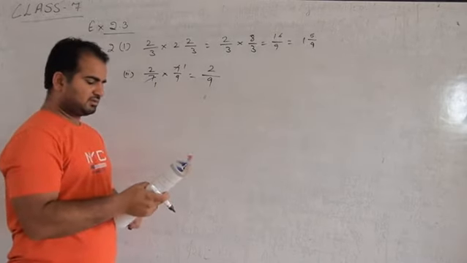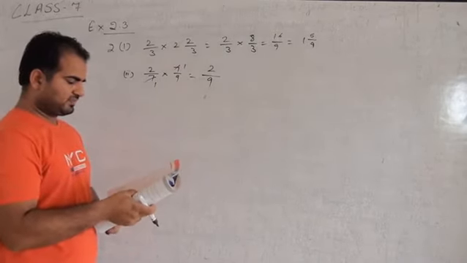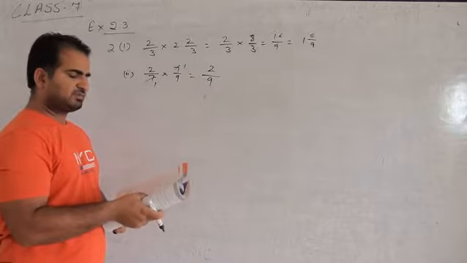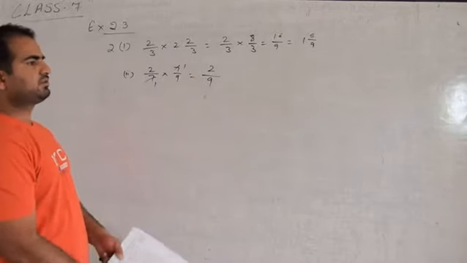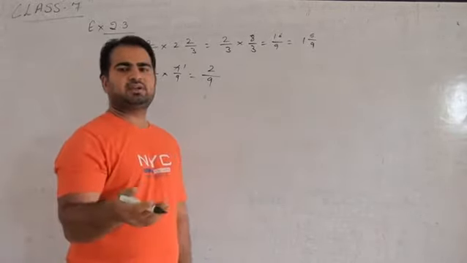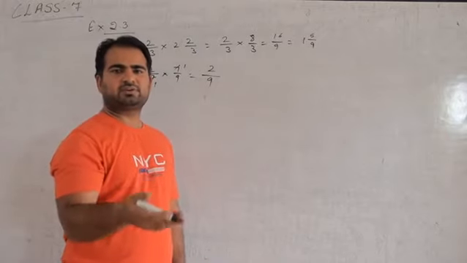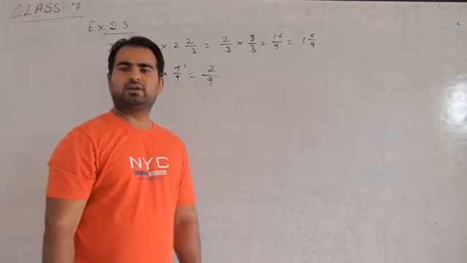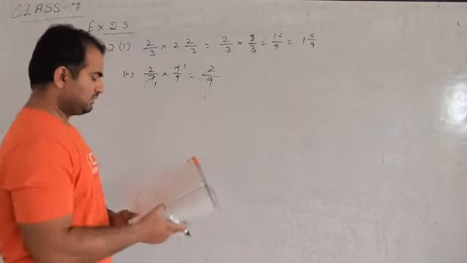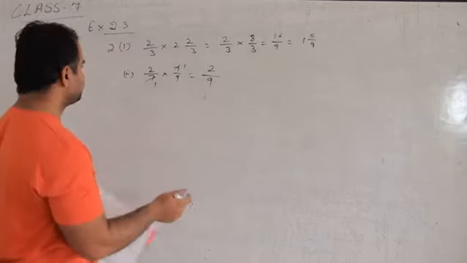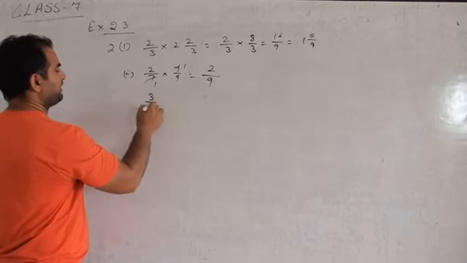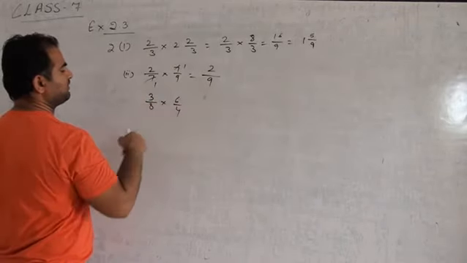Next is 3 by 8 into 6 by 4. So class, what you have to do is just multiply and find the answer. If there is any number which is divisible, then you have to divide and then find the answer. Question is 3 by 8 into 6 by 4, 3 by 8 multiplied by 6 by 4.